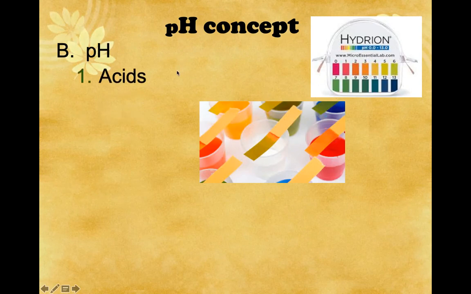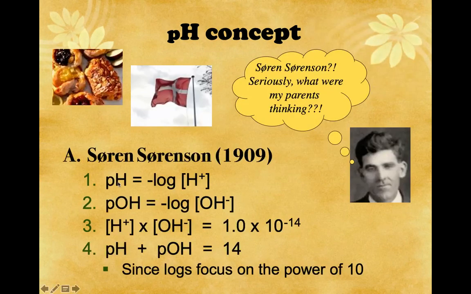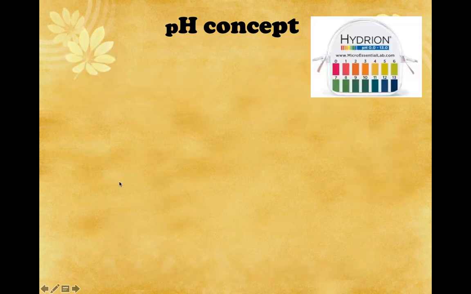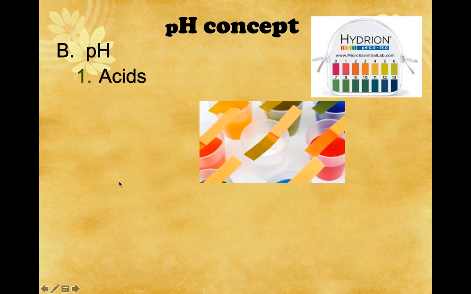For acids, pH is less than 7, and what that means is you have a lot of H pluses. Remember, let me go back here really quick, pH is based on the negative log of the H plus. So if you have a lot of H's, it's a low pH. All right, so pH less than 7 is considered acid, because that means you have a lot of H pluses.